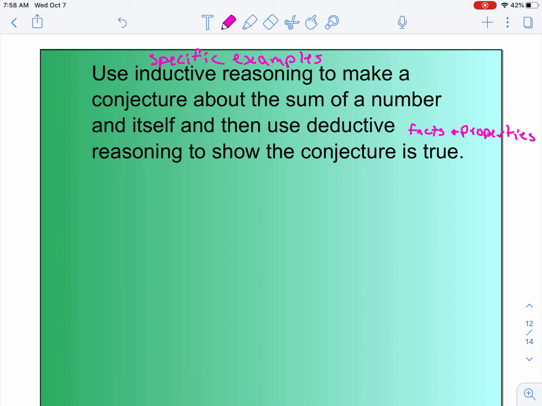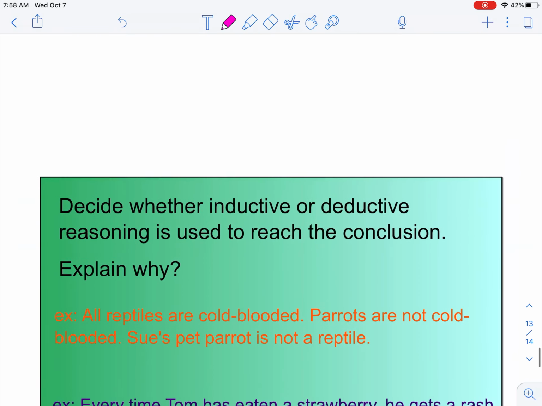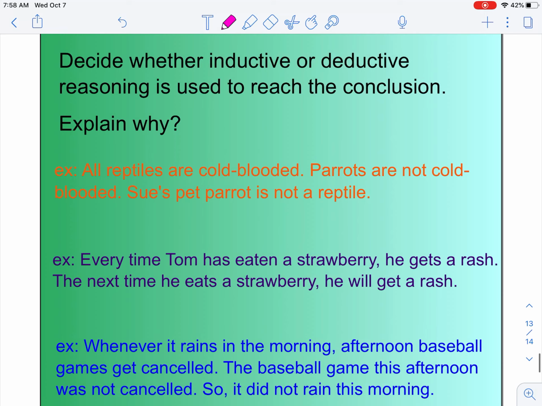And we went through this yesterday, I believe it was, or earlier. So now see if you can do this. Give it a shot, and then look back to the notes and see if you got it right. It's just good practice. Same is true with this. See if you can decide whether inductive or deductive reasoning is used to reach these conclusions. Remember to have a reason why, because that's kind of key.